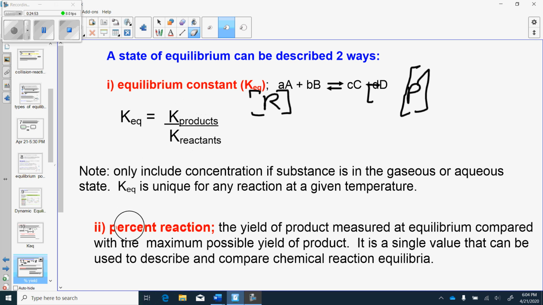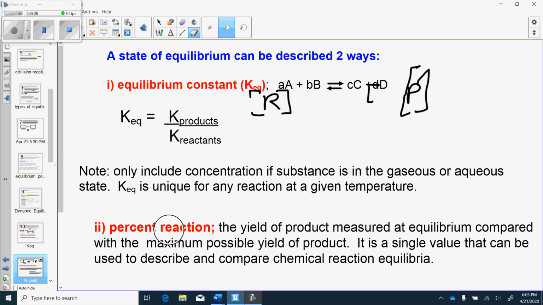Okay, and the second way is percent reaction, or I like to call it percent yield. Percent yield, percent reaction, it means the same thing. How much product were you able to produce? And we use a percentage. So from 1% to 99% is usually the highest we go. So 99% would be creating tons of product. 2% would be creating very little product, only 2%.